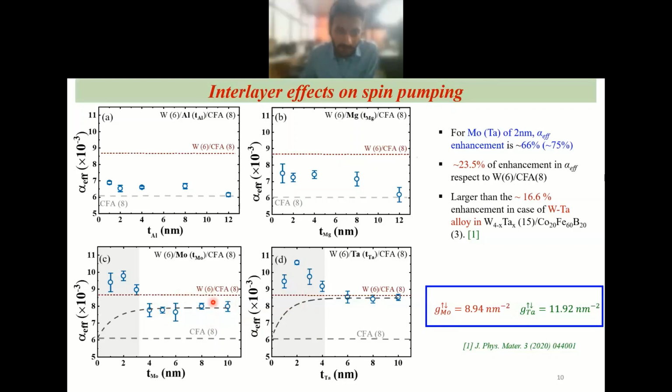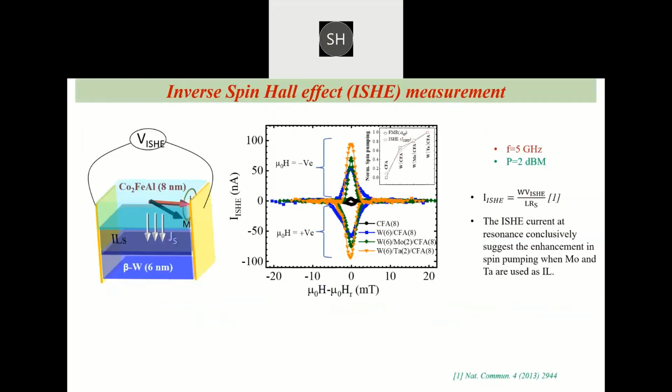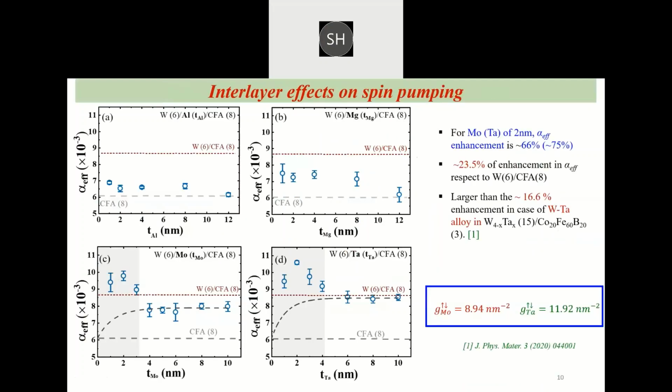Go ahead. If the thickness of the tungsten interlayer is very high, there is no contribution or addition, because then the spin angular momentum will be relaxed within the interlayer only. And it adds up also because both tantalum and tungsten have similar spin Hall angle, not magnitude, I would say. Both have negative spin Hall angle.